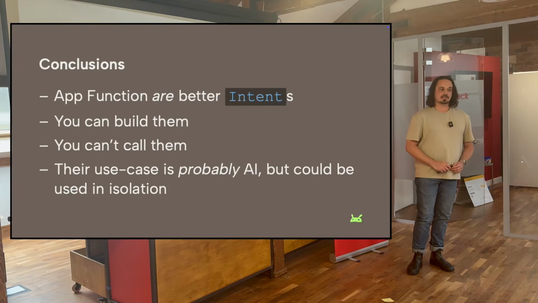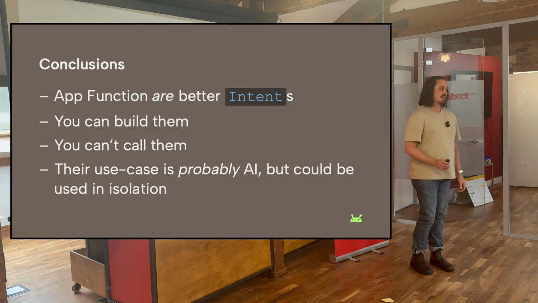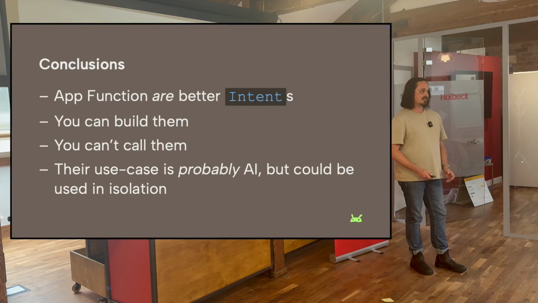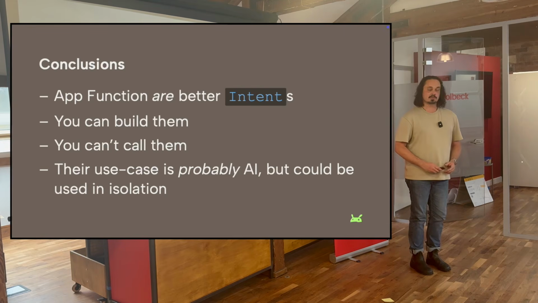So, some conclusions. App functions are better intents. I think we've confirmed that. They are typed transactional things. They aren't necessarily doing everything that intents are doing because they're not opening apps, they're not starting services, kind of. But they are very much input and output oriented, and that's kind of cool.